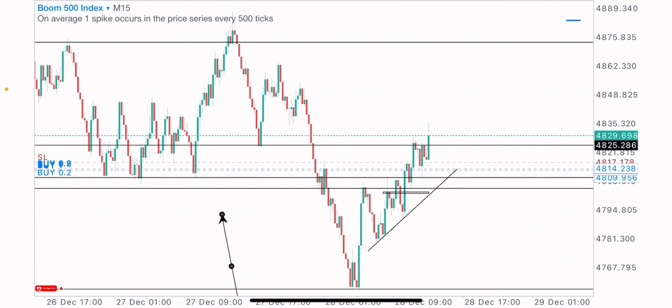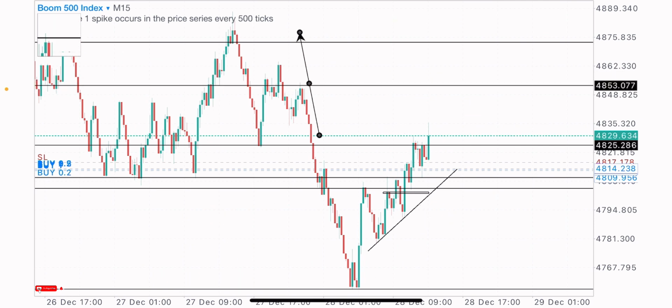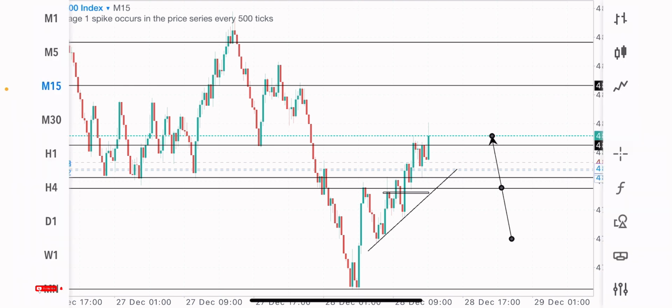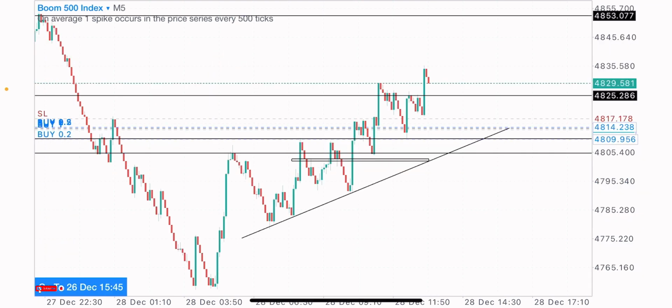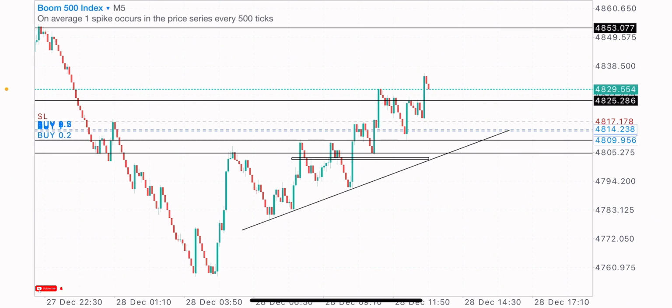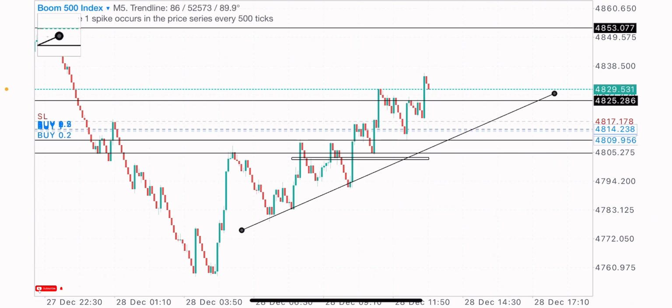My second TP is likely to get smashed as well at this zone. All right, and my third TP would be at this point. So that's how I was able to take the buy trade on Boom 500 index, working with market price action, identifying the market levels and zones, working alongside the market's trend.